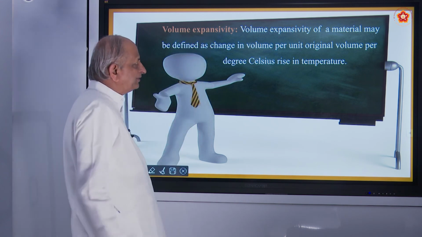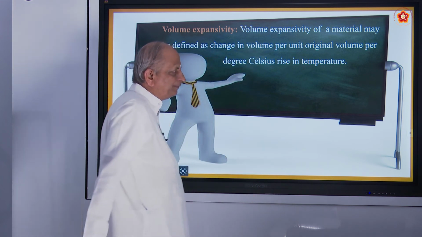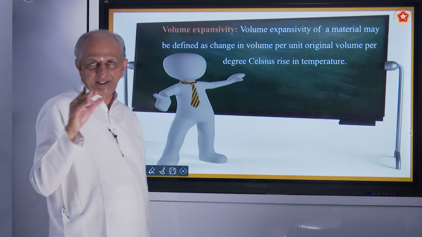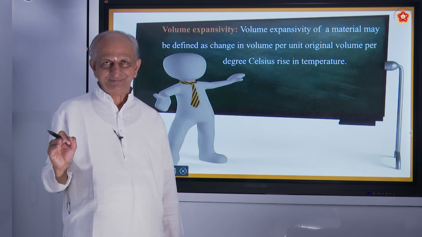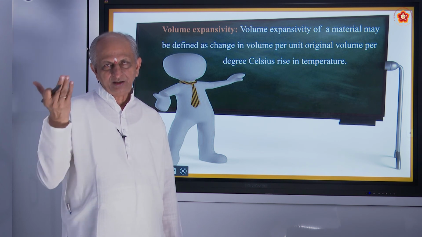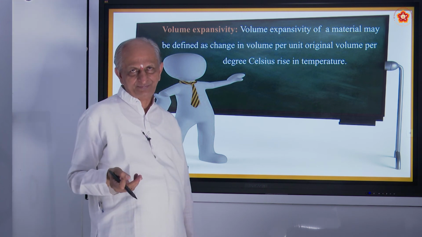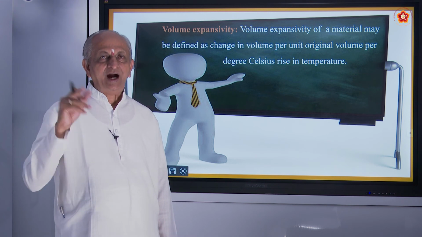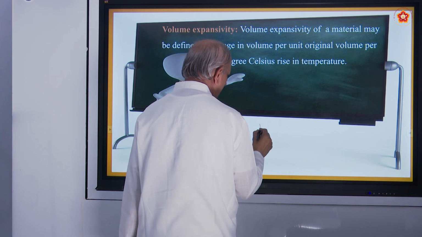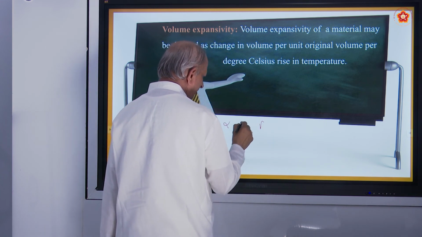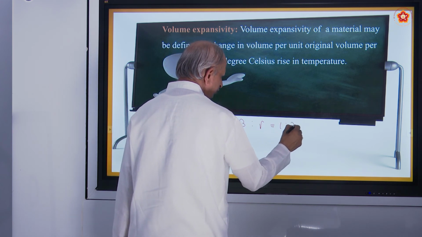Now we come to volume expansivity. Volume defines a change in volume. If you take a solid like a cube, length, breadth, height, all three change. If it is a cylinder, another formula, pi r square h, r and h changing. If it is a sphere, r changing. Okay. So volume expansivity is called gamma. So you have alpha, beta and gamma. Alpha is to beta is to gamma is 1 is to 2 is to 3.